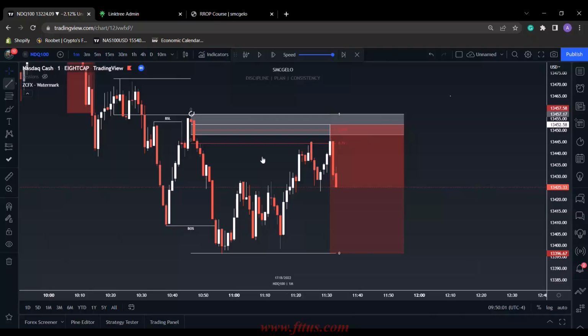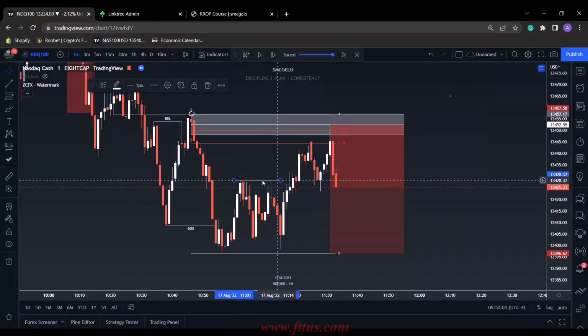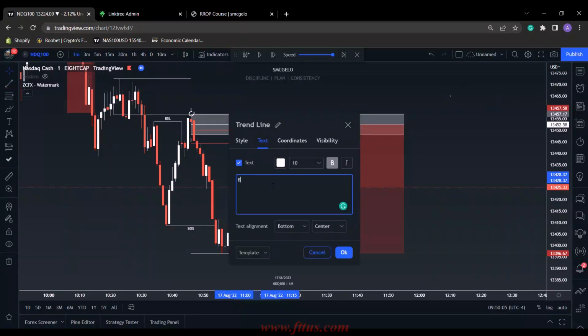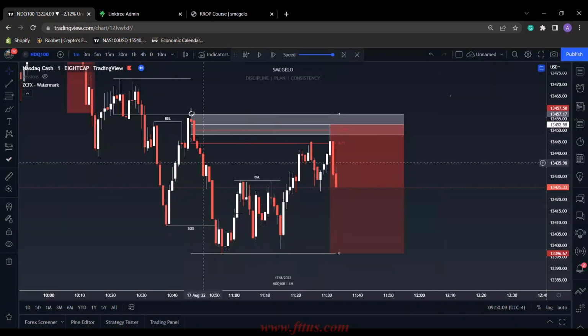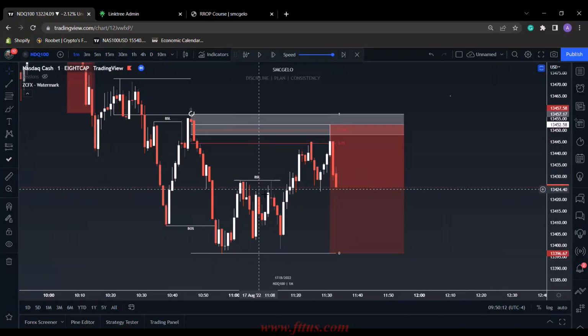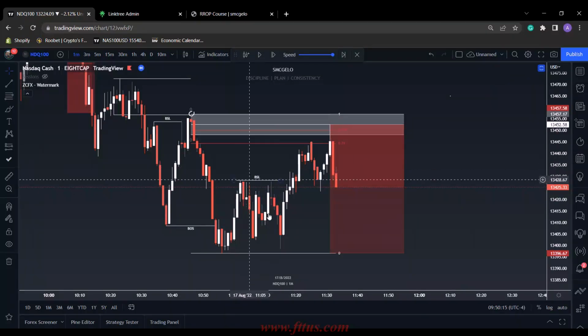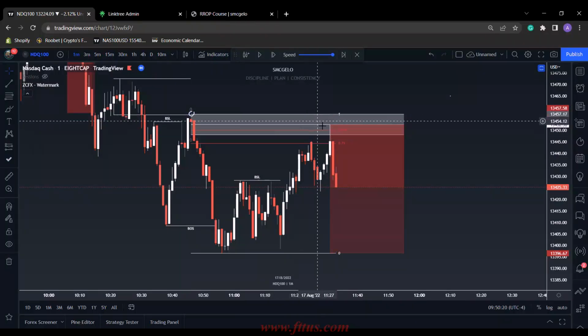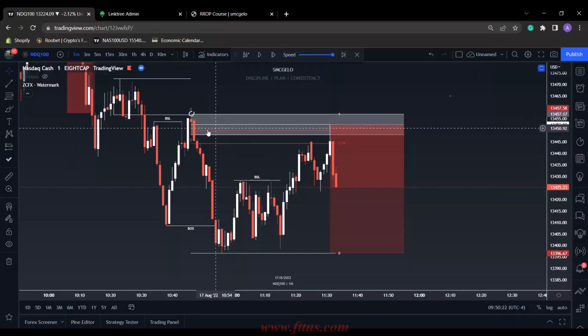So this is clean. We also had this liquidity right here. This needed to be taken out to the upside before we bought down. This was also a little bit more confirmation. If there's a liquidity sitting close to the point of interest, it gives us a little bit more confirmation. So we had 1.